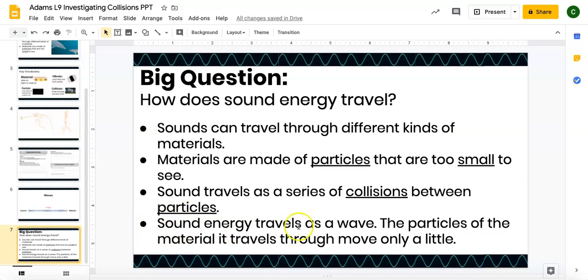Then we also learned that sound energy travels as a wave. The particles of the material it travels through move only a little. So those pennies didn't really bounce across the floor. In my experiment, they shouldn't really bounce across the floor or the table in your experiment, which tells us that these particles are not moving in large distances, but they're actually moving in shorter distances because they're only moving a little. So these are the things that we are continuing to learn to help us answer this big question, because don't forget, at the end of this big question, we are going to need to help the superintendent, and we are going to need to send that information to the superintendent.